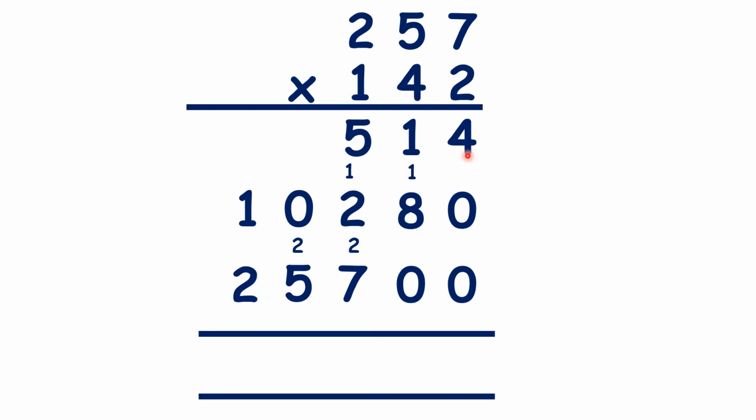So now we have 3 lines to add up, and we might want to cross out these small numbers now so that we make sure that they don't get added to our total. But adding up those 3 lines gives us our answer, 36,490.